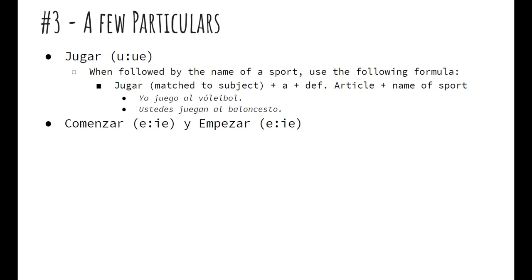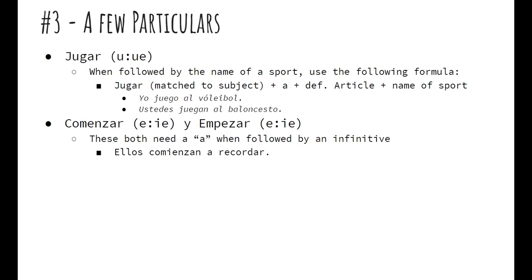All right, with comenzar, which is an E to IE, and empezar, also an E to IE, these both need a when followed by an infinitive. So, ellos comienzan a recordar. They begin to remember. Or tú empiezas a volver a mi casa. You begin to return to my house or my home. If it's not followed by an infinitive, you don't need that a.